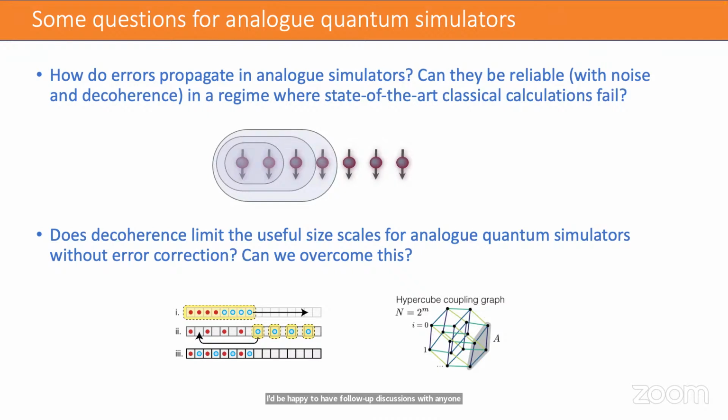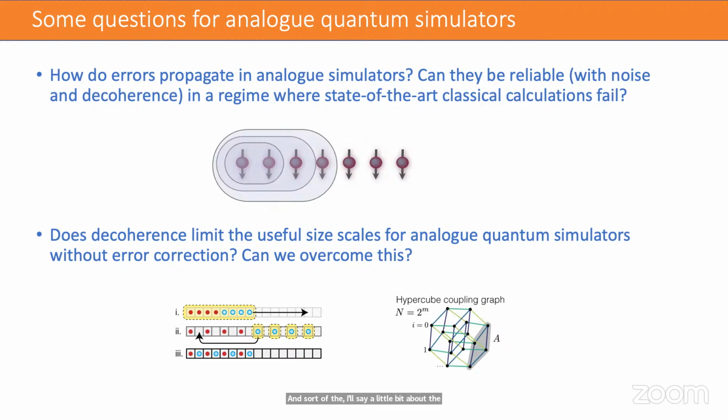is whether we can characterize how errors spread and how they contribute to overall inaccuracies or imprecision in things that are measured in many-body systems and quantum simulators. And whether we can then draw up error budgets for many-body systems and ask, are quantum simulators reliable in the presence of noise and decoherence in regimes where state-of-the-art classical calculations are not able to give you reliable results?